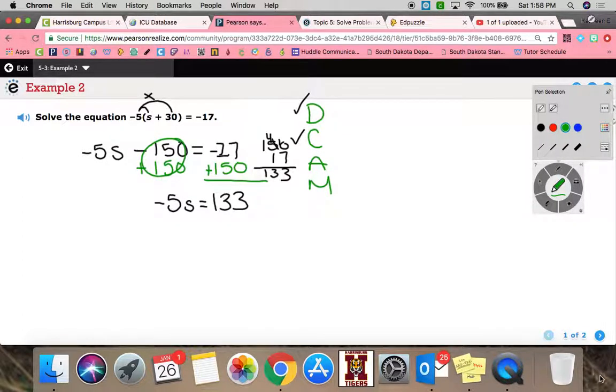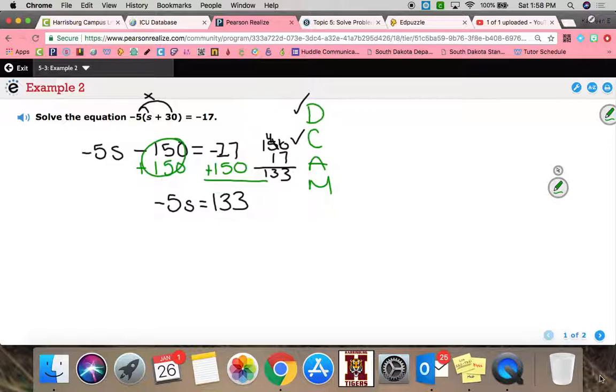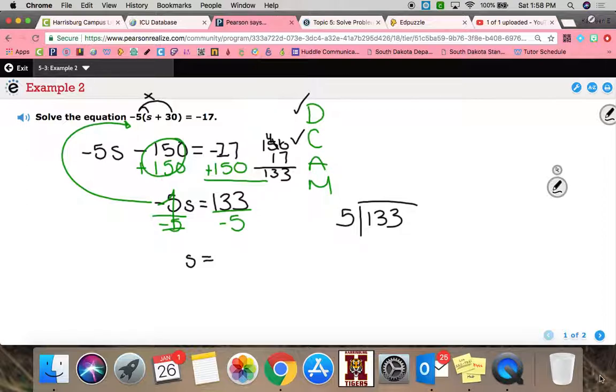Then we look at what we have to do to both sides, right? Keep it equal, but get it to say s equals. Well, remember up here, we did negative 5 times s, so the opposite of multiplying by negative 5 would be to divide by negative 5. And 5 divided by 5 is 1. And then we're going to have to divide this by negative 5 as well, because whatever we do to the left, we do to the right. Whatever we do to the right, we do to the left. And our last is going to be s equals 133 over 5, and my answer is going to be negative because my signs are different.